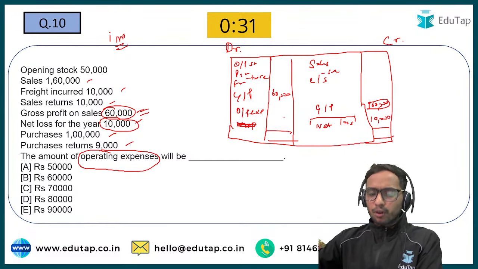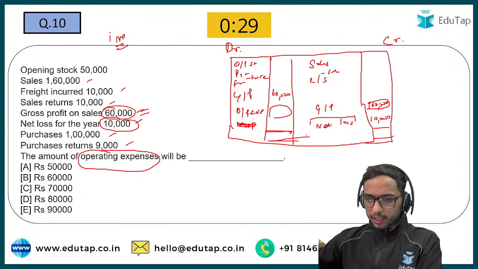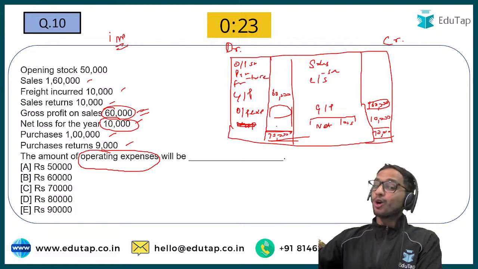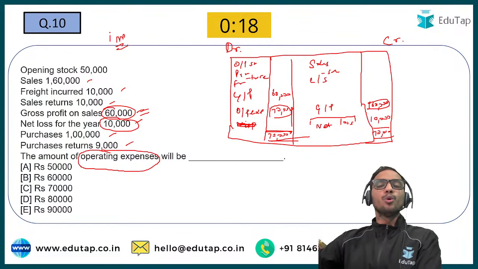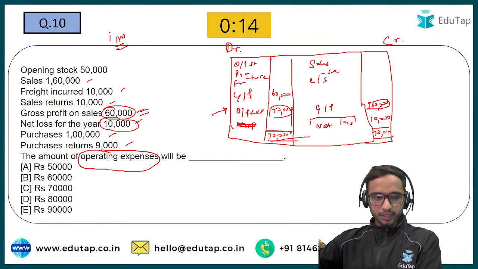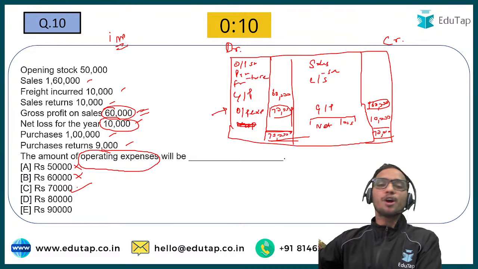Now tell me what should be the operating expense so that this gets balanced. So this is 70,000, so obviously the total of this should also be 70,000, so your operating expenses must be 70,000 only, right? So your operating expenses would be 70,000. Now look at the options 50, 60, 70, so option number C would be your correct option.